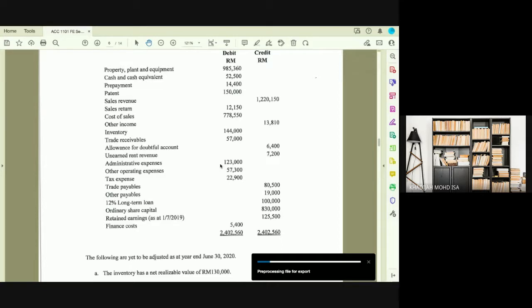Okay. All right. So if you have your PPE, you know that it's going to be in your financial position. All these are your financial position. But then patent, remember, is an intangible asset.